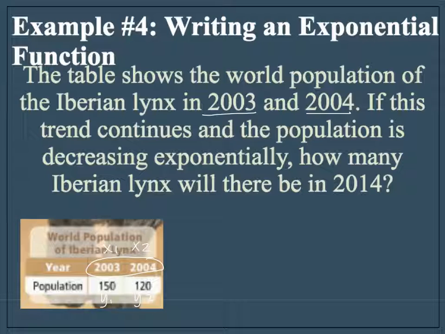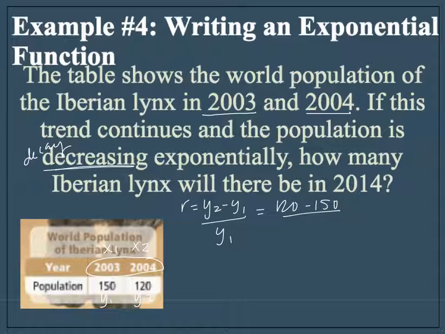Also, the other thing that helps me understand this problem is that they say it is decreasing. So this should be decay in the end. If my r does not reflect something that is of decay, then I've probably done something wrong. Okay. All right, so moving past that, we need to go ahead and determine what that r value is going to be. So again, r is y2 minus y1 over y1. So y2 is 120 minus 150 over 150. That's really negative 30 over 150. Reduce that and you get negative 0.2.